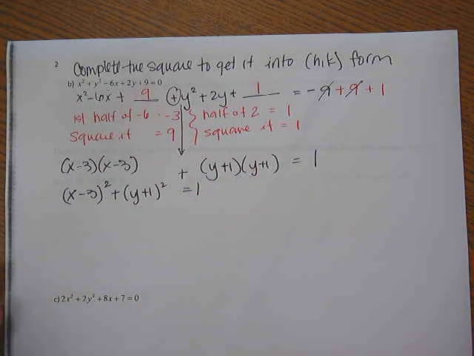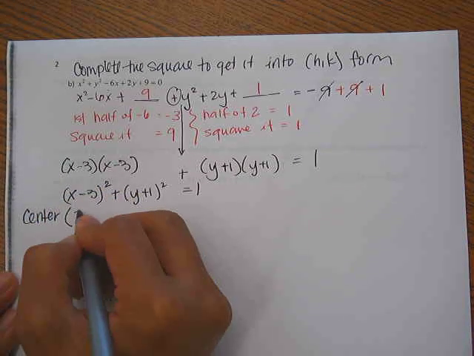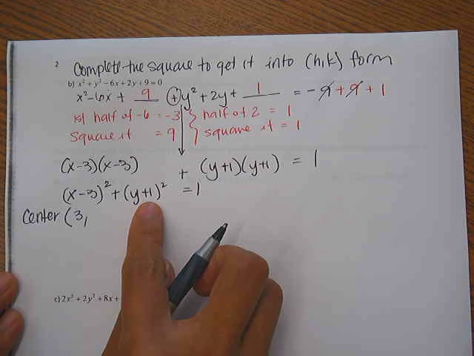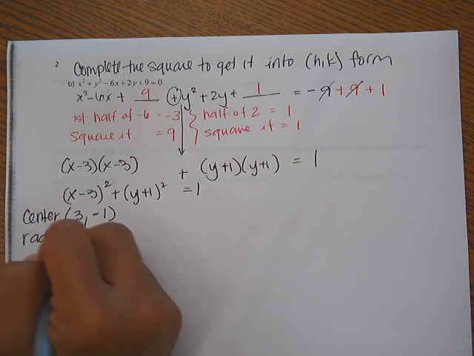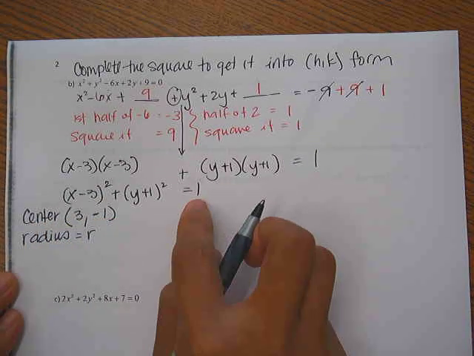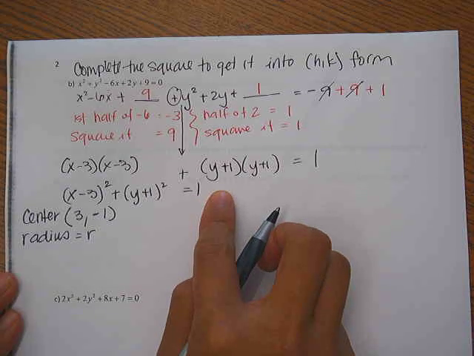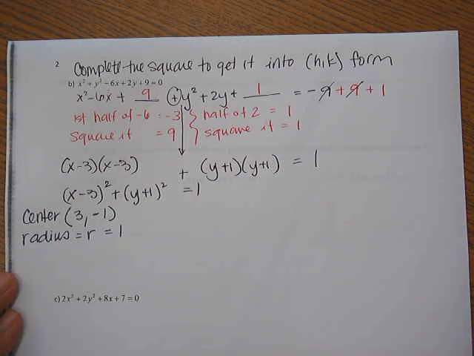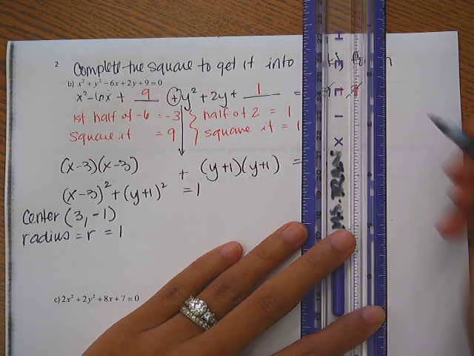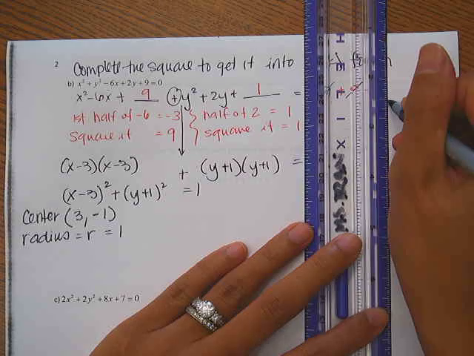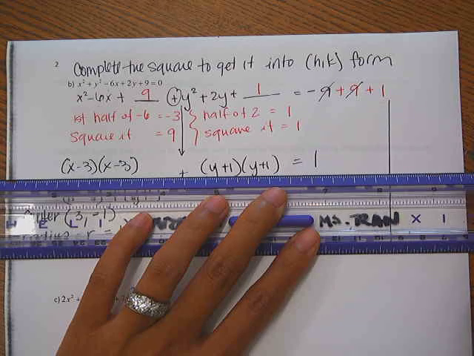So now we are in the HK form, which is what we love. Our center is going to be h comma k, which is now 3 comma negative 1. If it's an addition, then you need to switch it to a minus. Your radius, which is r, remember, this is r squared, but what's the square root of 1? It'd still be 1. So now that I have my center and my radius, I can totally graph it by hand, which I'm going to do over here. Make my own coordinate plane. And then this is probably our last example.